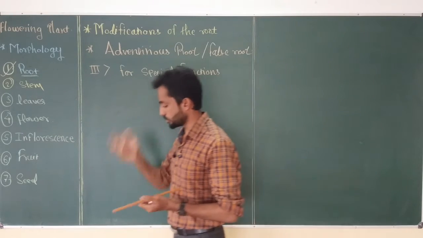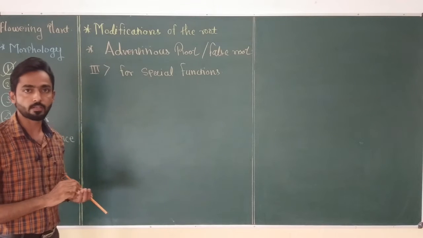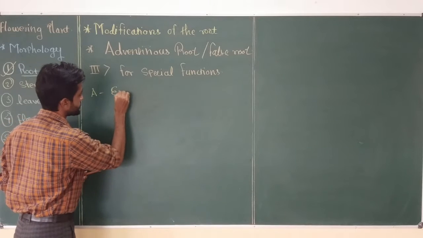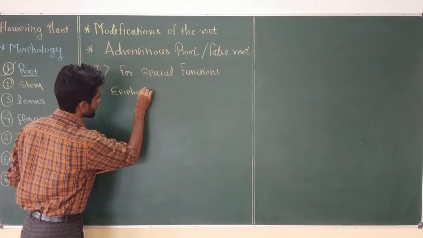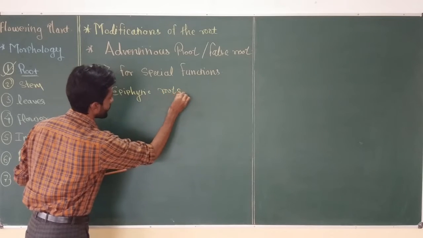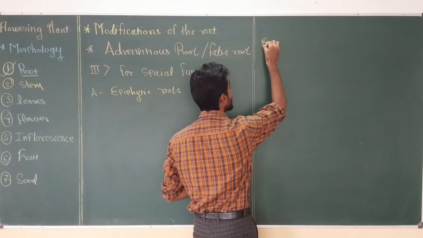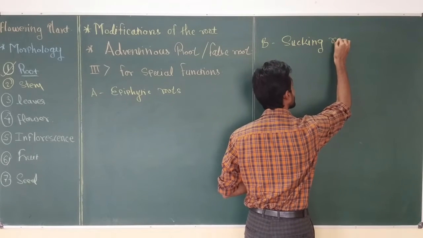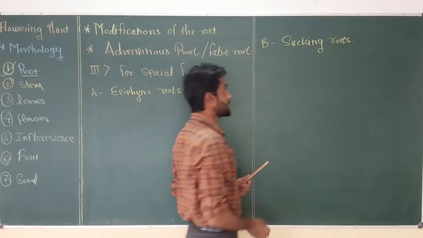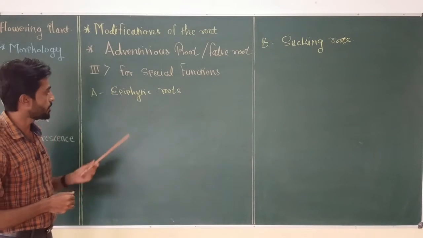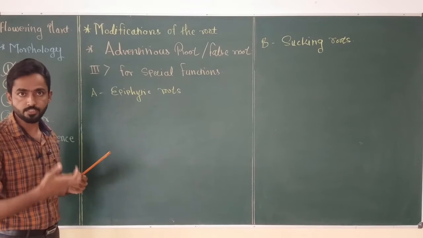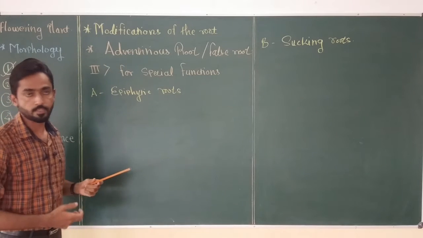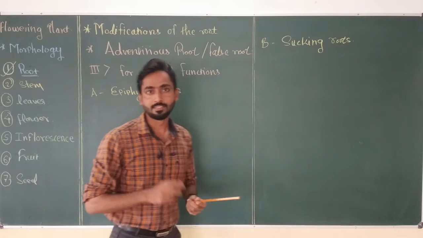Okay, so according to the special function, there are two different types of roots in this class. Number one is epiphytic roots. And number two is sucking roots. So in this lecture, I am going to discuss in detail the mechanism of how epiphytic roots get modified in the angiospermic or flowering plant to support their growth, as well as sucking roots too.